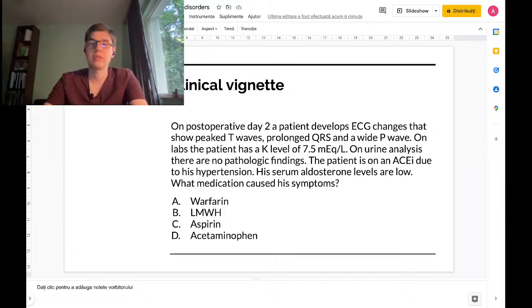His serum aldosterone levels are low. What medication caused his symptoms? Warfarin, low molecular weight heparin, aspirin, or acetaminophen? Please let me know your answers in the poll.